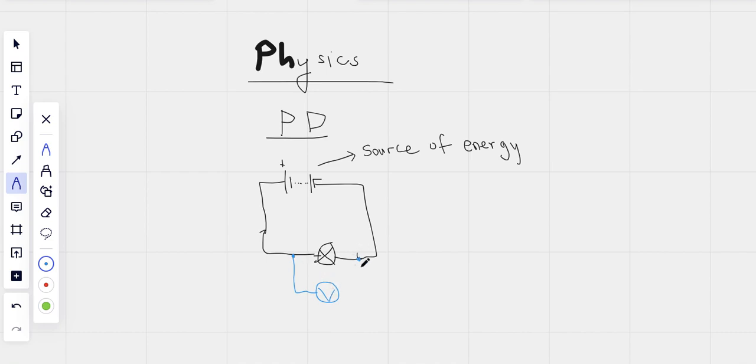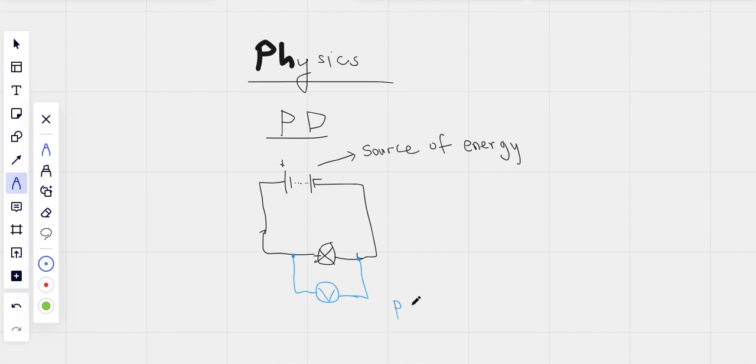If it's an ammeter, I'll just put it here. I'll make it series with the bulb. But for the voltmeter, you have to make it parallel to the bulb. It has to be parallel to the bulb. So here, we are measuring the PD, or what you call the voltage. Here we are measuring the PD, potential difference.